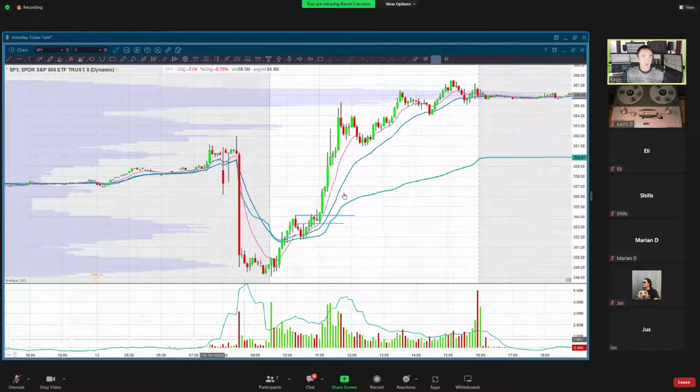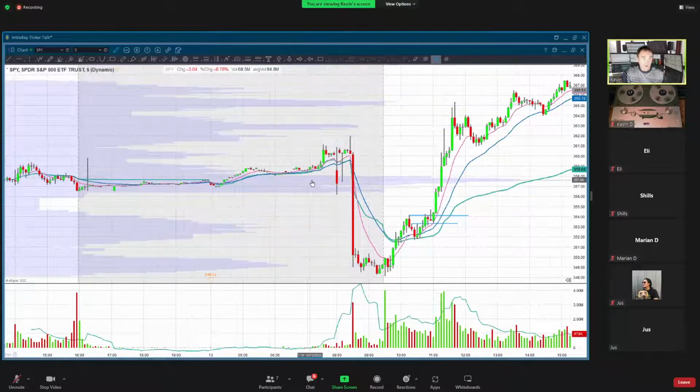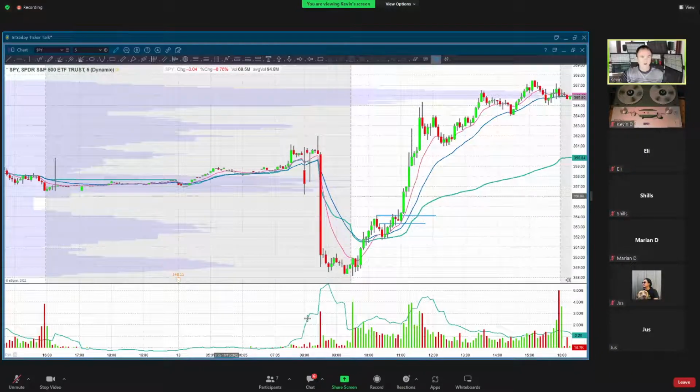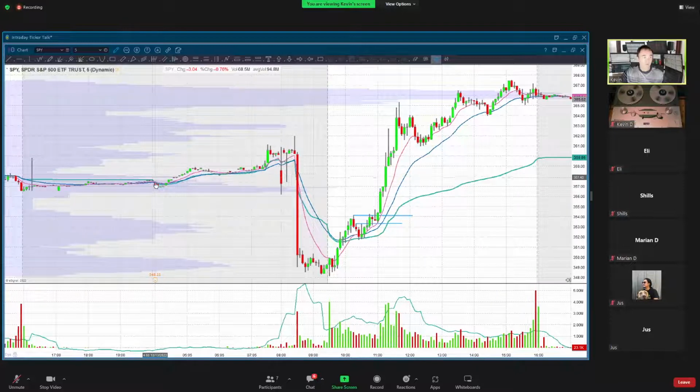Now this VWAP starts from 4 a.m. Eastern, which is when the pre-market opens. So I want to see a VWAP that takes in all of the pre-market price action. In most stocks, it doesn't really matter much because you don't get a whole lot of volume in the pre-market. But in something like SPY, and especially when we've got a big event, you can see we get a fair bit of volume. So I want to see what that VWAP is doing from the start of the pre-market.